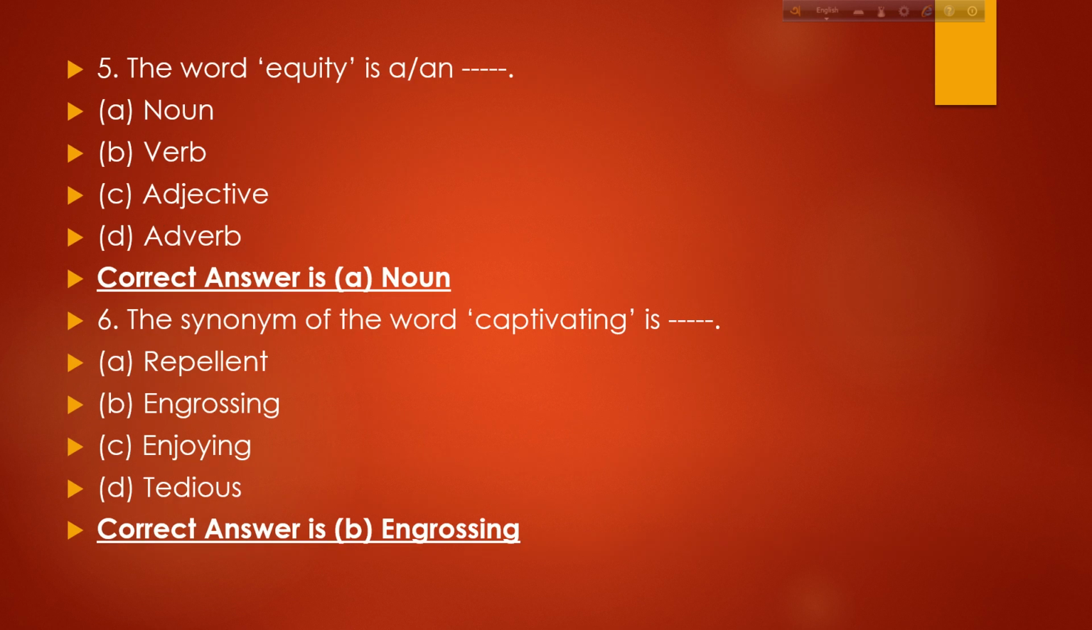Question number 5, the word equity is a or an dash. This is noun, verb, adjective, adverb. So the correct answer is A, noun. Number 6, the synonym of the word captivating is dash. Repellent, engrossing, enjoying, tedious. The correct answer is B, engrossing.